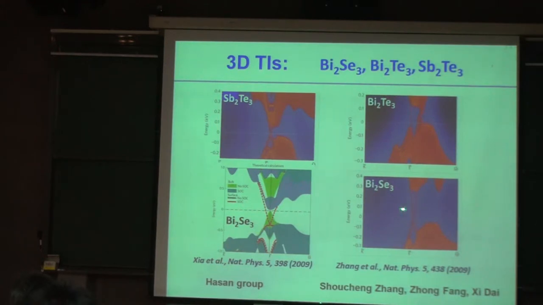So let's just take bismuth selenide as an example. This is the regular conduction band. This is the regular valence band. If you include the spin orbit coupling into the calculation, you see this very simple surface states. Also, you can see here, this is from Hasan's collaborator.